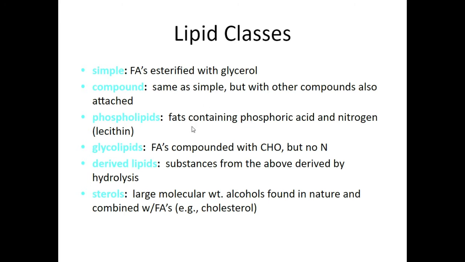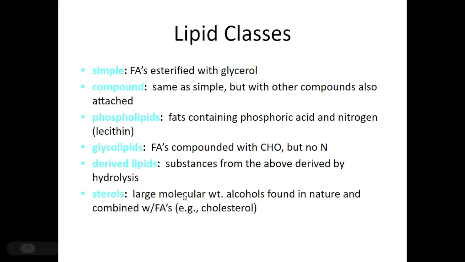Phospholipids are fats containing phosphorus, in the form of phosphoric acid and nitrogen. An example of a phospholipid is lecithin. There are also other lipids that are conjugated or combined with carbohydrates. These are called glycolipids. We also have lipids that are derived, and these are the substances from the above derived by hydrolysis.